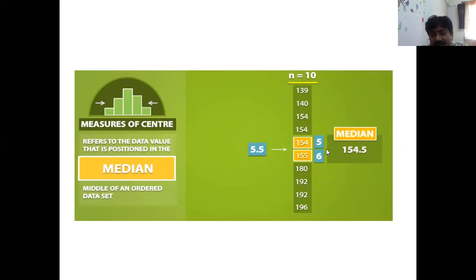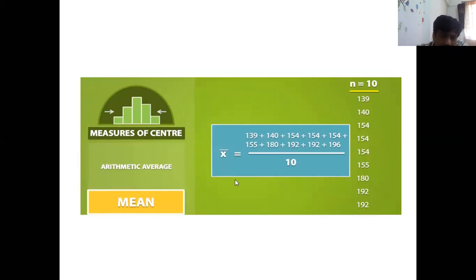We are taking the average of this, and the median is termed as 154. Next is the measure of the center, that is the mean. Mean is what? It's an arithmetic average. So the arithmetic average for the 10 data samples will be the addition of them divided by the total number of samples. So that is the mean.